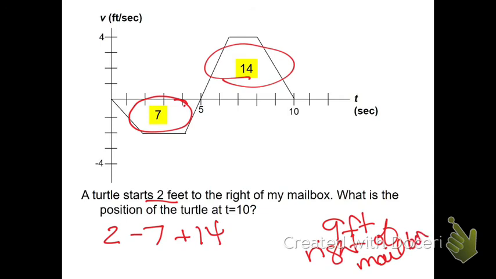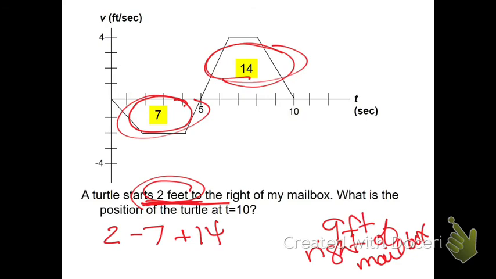Now, next question. What if I tried to trick you and I gave you this 2 feet thing. It still started 2 feet to the right of the mailbox. What is the total distance traveled? Okay, listen carefully. I still say the turtle started 2 feet from the right of the mailbox. What is the total distance traveled in 10 seconds? That's a trick question. It doesn't matter where you start. When I ask total distance traveled, the turtle went 7 and 14, 21 feet. You ignore the 2.